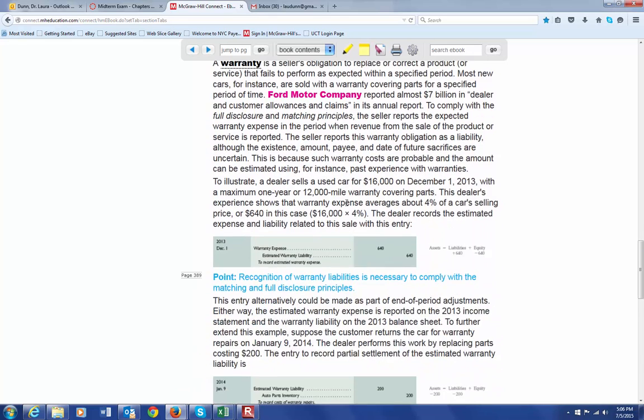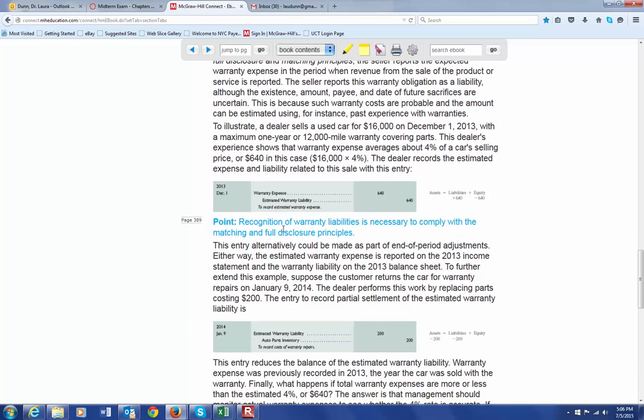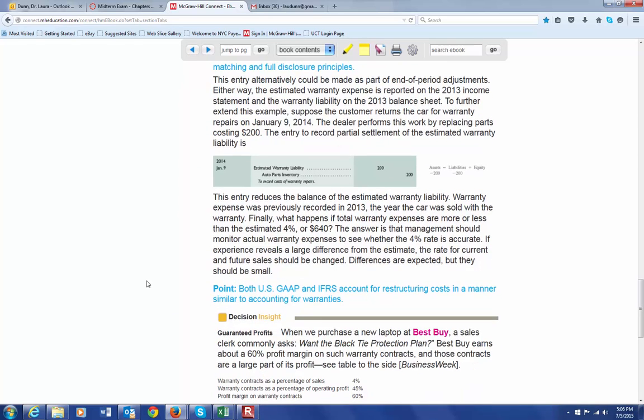And then they give another example of companies that sell warranties and they don't know if they're going to actually have to deliver on those warranties. And I can let you read this for yourself, but it basically explains how to handle the warranty expense that is incurred, and then when somebody actually uses the warranty, how to go about recording that entry down here.